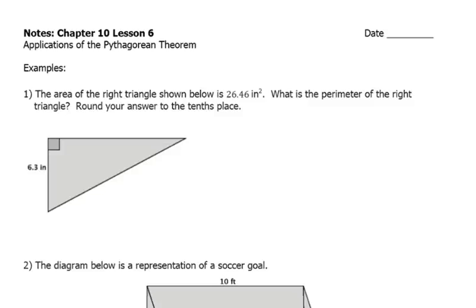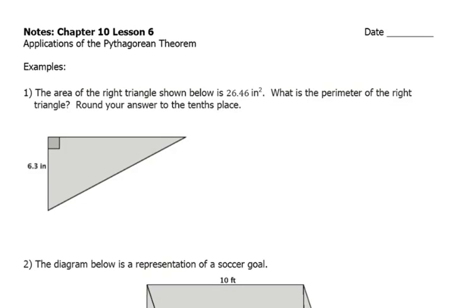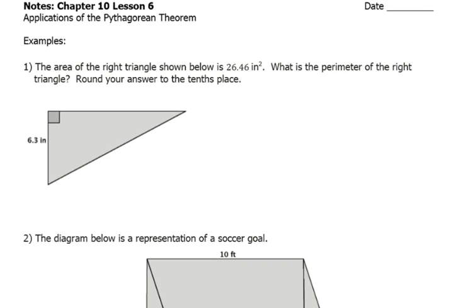Chapter 10, Lesson 6 is a little more involved. It's a little more work than the rest. We have to use several pieces of information from our previous knowledge. The area of the right triangle shown below is 26.46 inches squared. So I know the area of this is 26.46 inches squared. What is the perimeter of the right triangle?